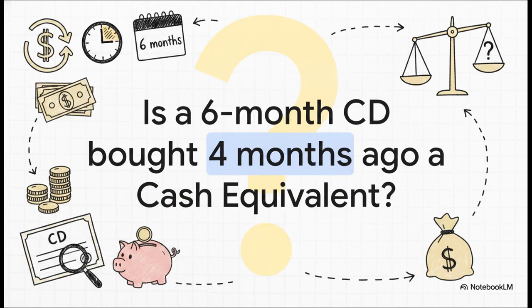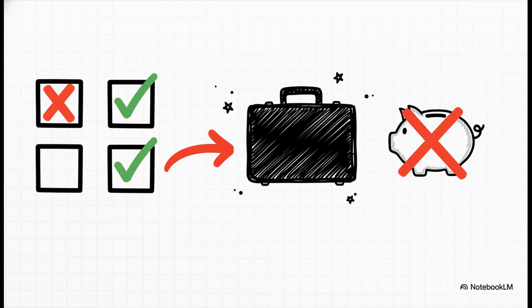All right, here's a classic trick question. You're holding a certificate of deposit, a CD. It has only 2 months remaining before maturity right now at your reporting date, but it was originally a 6-month CD when you bought it 4 months ago. So, is it a cash equivalent? It fails test 1. Why? Because we measure from the purchase date. Since the original maturity was 6 months, which is clearly greater than 3 months, it fails the very first test immediately. And remember, 2 out of 3 is not enough. Therefore, it's a short-term investment, not a cash equivalent.